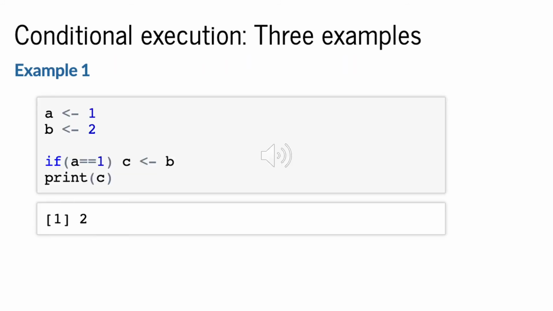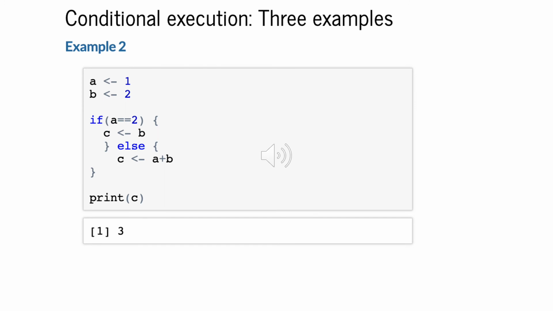We illustrate flow of control with 3 simple examples here, and you can always ask us for help with more complicated examples. In this first example, we assign the number 1 to A and the number 2 to B. We then say, if A is equal to 1, then assign B to C, and then print C. As R sees it, it first asks the question, does A equal 1? Because that's true, it sets C to be equal to B, so that when we print C, it is also 2, as is B.